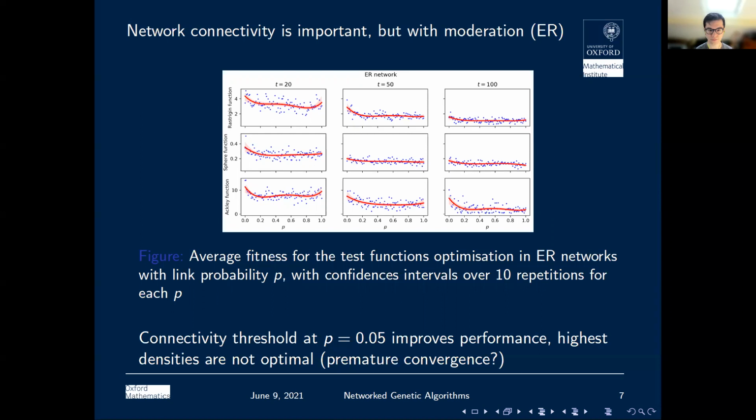Here, the plots still show the average fitness for the different functions, but this time, instead of conditioning on time, we condition on the network probability, the P parameter. What we see here is the average fitness for the test function optimization, averaged across 10 runs for each value of P, which gives a lot of emphasis on connectivity. One important property of these ER networks is that at some point there is a phase transition in which the network becomes connected. For our population of 50, this threshold is around 0.05.